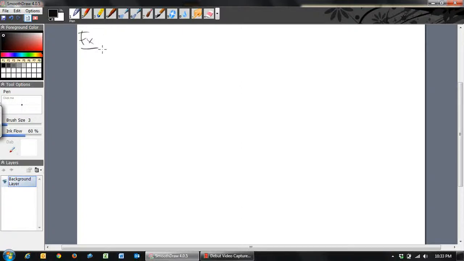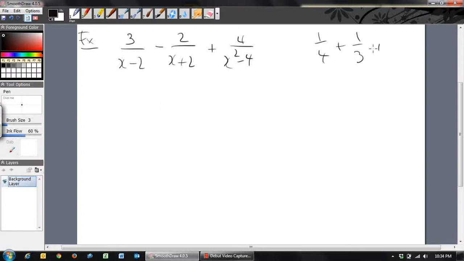Let's do 3 over x minus 2 minus 2 over x plus 2 plus 4 over x squared minus 4. Now we're looking for common factors here, just like if you're adding 1/4 plus 1/3 plus 1/12 or something like that. You're looking for the lowest common multiple. Here you'd choose 12 because 4 times 3 is 12, 3 times 4 is 12, and 12 is 12. So we want to try and make these all the same.